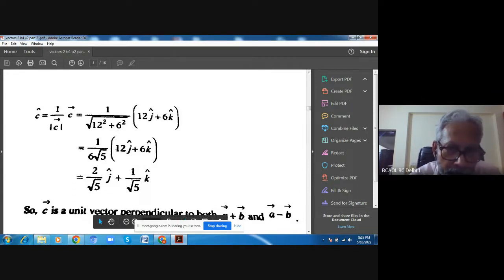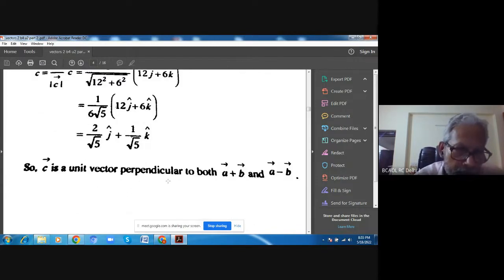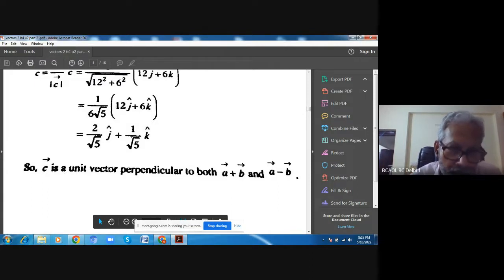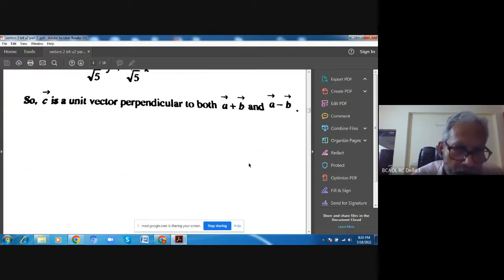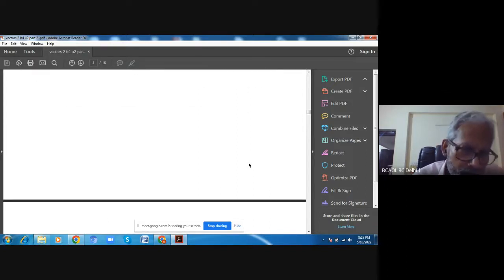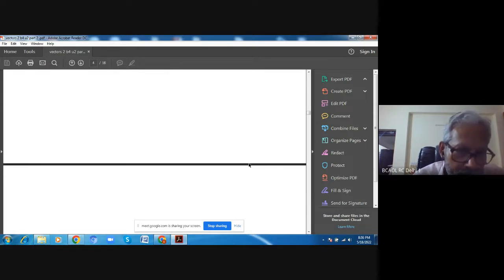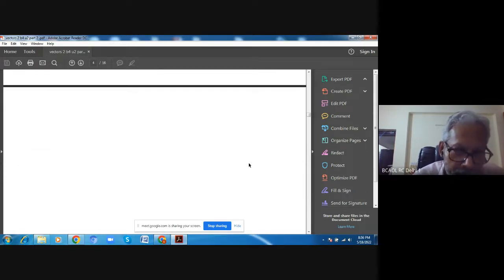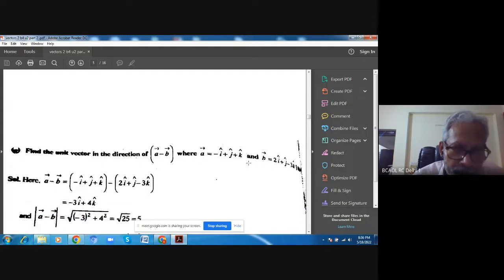If this situation has come, you can say C is a unit vector perpendicular to both the A plus B vector and the A minus C vector. This way actually it is. When you do some of the numericals, you will be more confident. Now we may feel some confusion because some steps may be lengthy, but you have to do it.